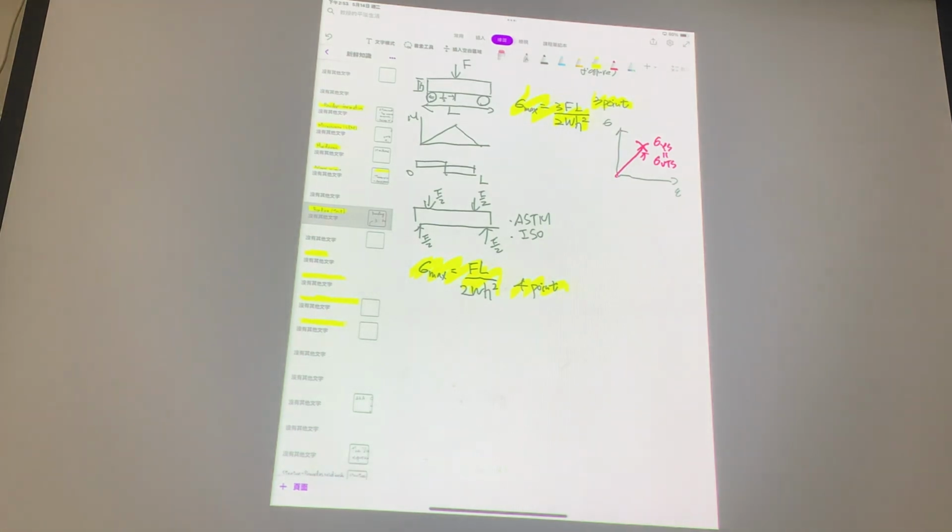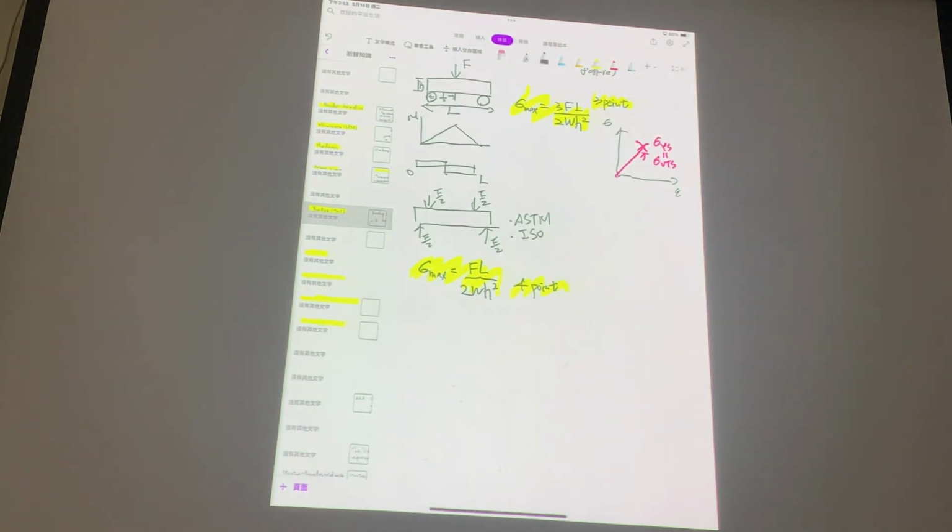Right? So what I want to say is the tensile modulus is not the same as the bending modulus. That's not the same. It's a completely different modulus. Okay?